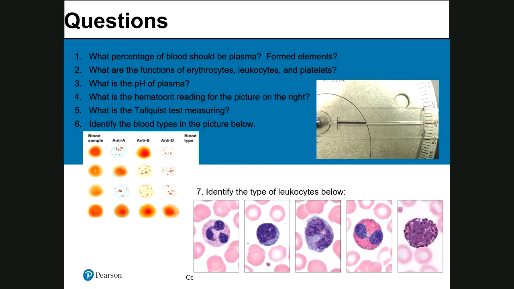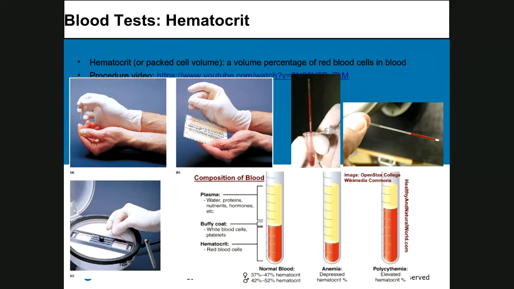So this is for the hematocrit. The hematocrit is a little material, very easy, that will help to measure the percentage of the red blood cells in our blood.